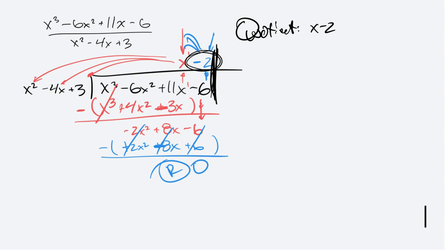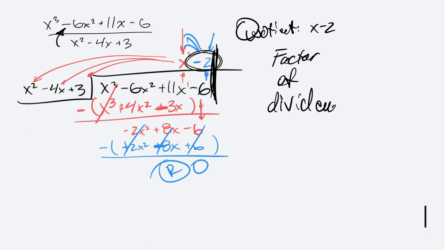So that means our divisor, x squared minus 4x plus 3, divides exactly into x cubed minus 6x squared plus 11x minus 6. It is a factor of our dividend when r equals 0. And more importantly, we'll talk about zeros and solutions to polynomials in the next lesson. But for now, we're going to stop at that point.